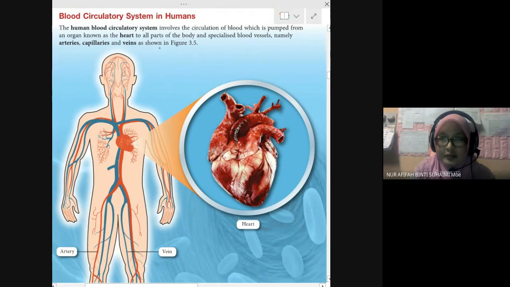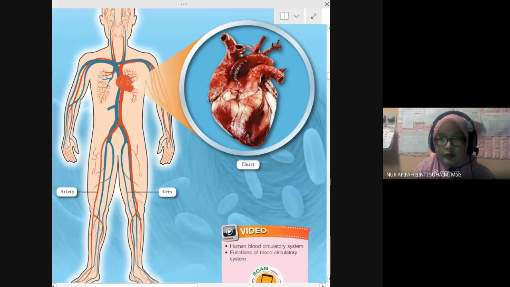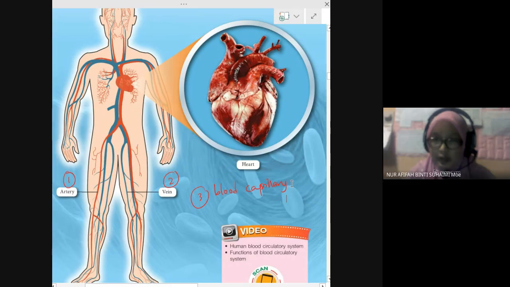Our circulatory system, the human circulatory system, consists of blood vessels and the heart. Blood vessels consist of artery, second, vein, and the third one is capillary. In between artery and vein, we have blood capillary. This one we also learned in chapter 2, the network of blood capillary around the alveolus.